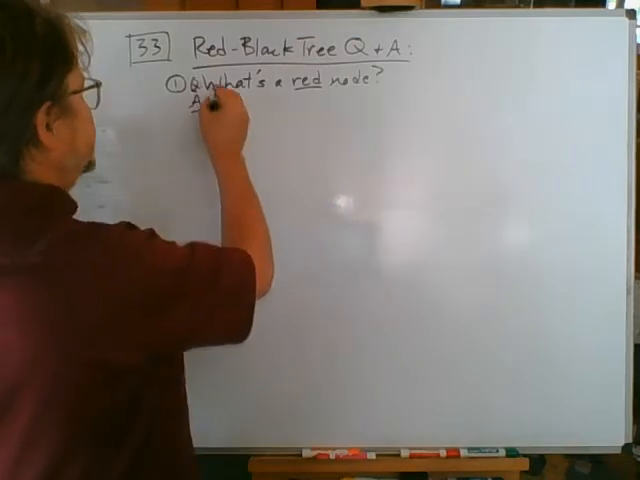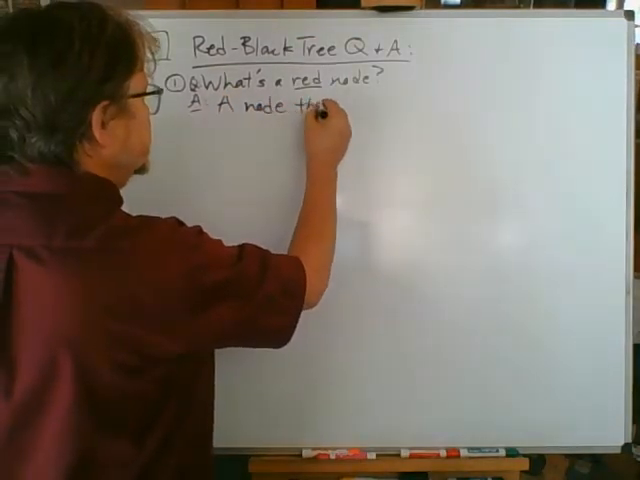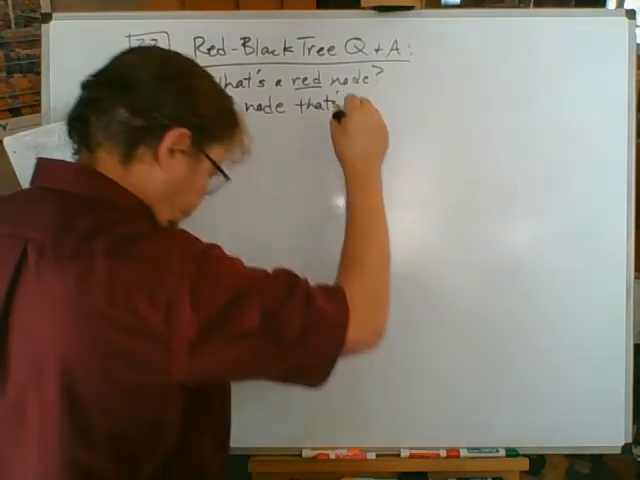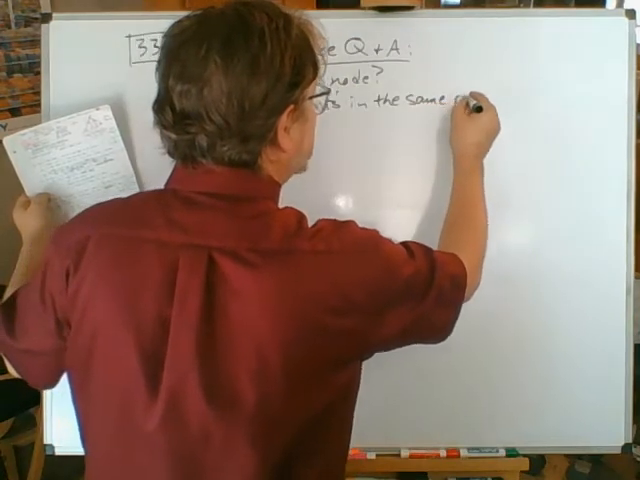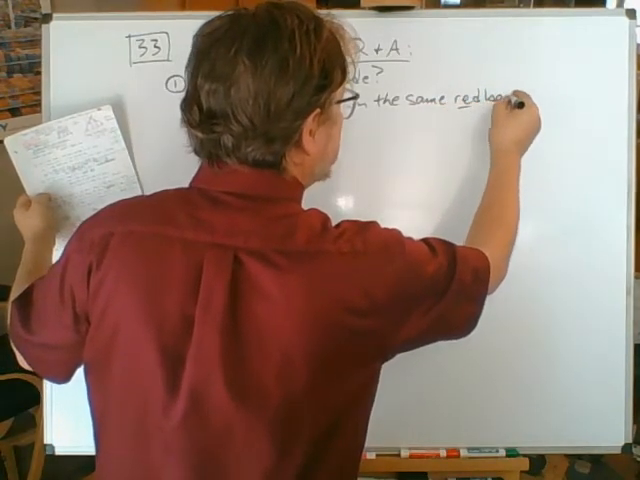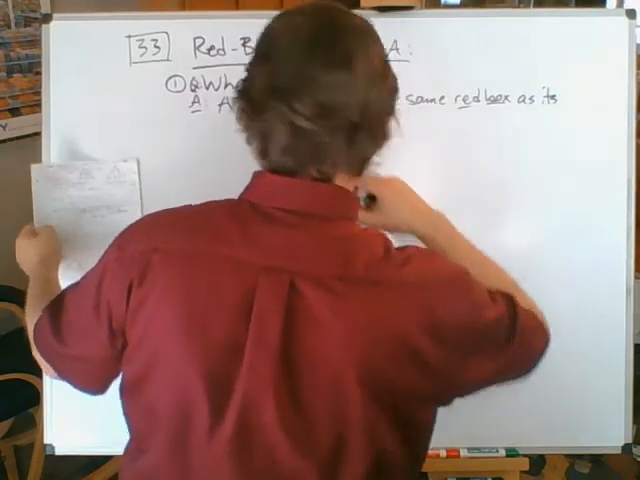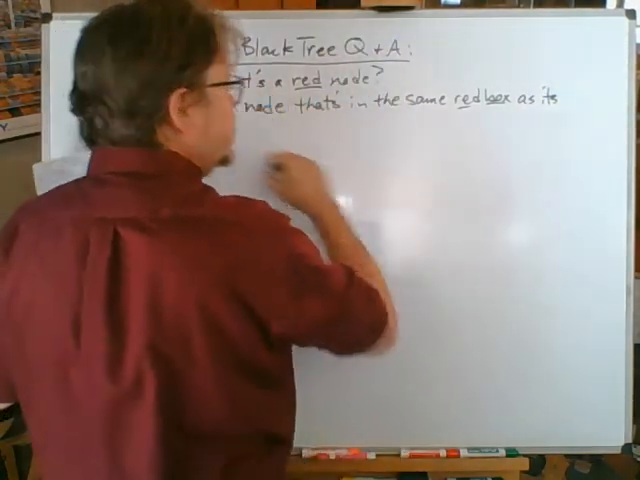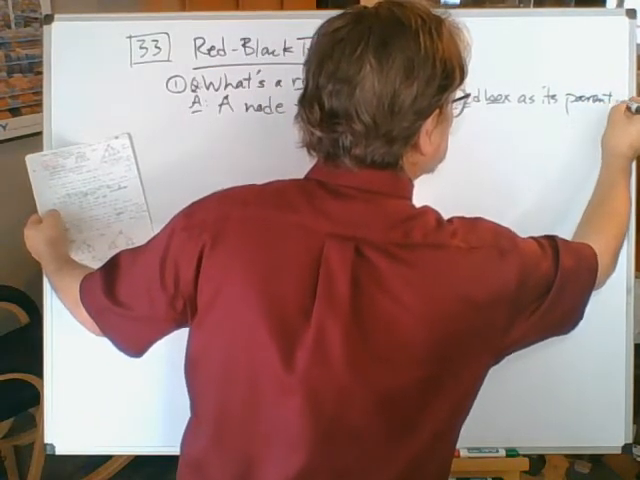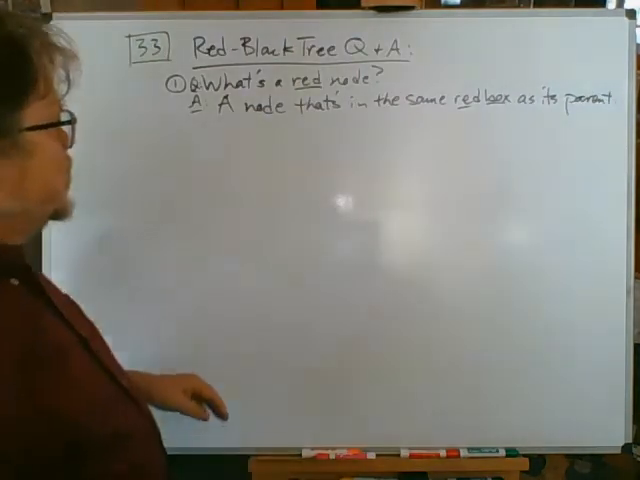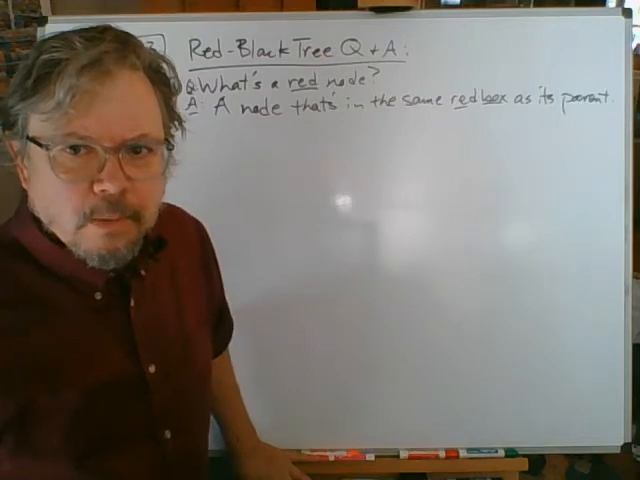It's a node that's in the same red box as its parent. I'm going to try to be efficient with board space so I can get several questions on here before I have to erase everything. A red node is a node that's in the same red box as its parent, which begs the question, okay then, well, what's a red box then?